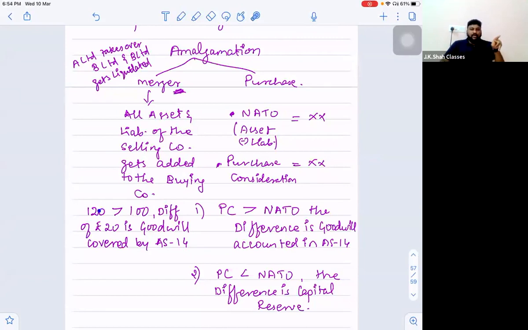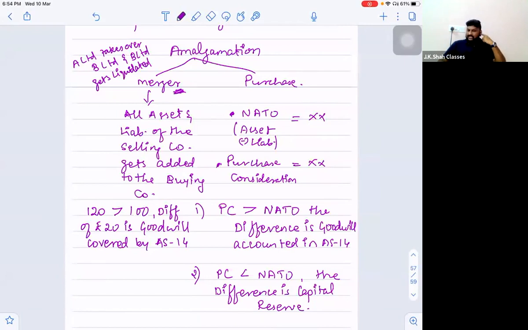So here the logic is what? You are getting the assets worth 100 only, but you are paying 120, which means technically you are paying 20 rupees for the name of the company. You are paying 20 rupees for the name of the company, and that is goodwill.